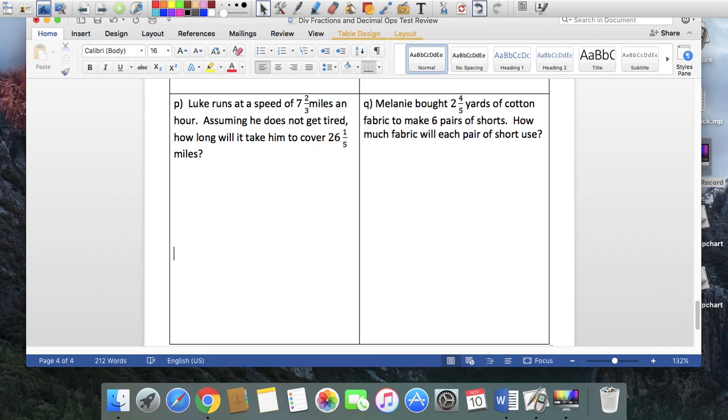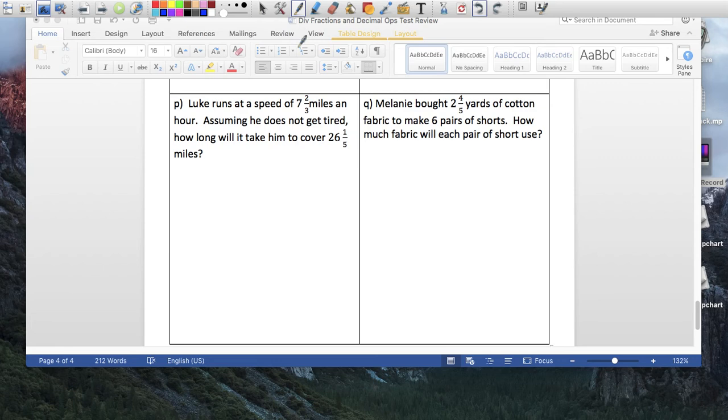Okay, so Luke runs at a speed of 7 2/3 miles an hour, which is not bad. Assuming he does not get tired and can keep up with that same constant speed every hour, how long will it take him to cover 26 1/5 miles? Well, 26 1/5 divided by 7 2/3. That's your setup. Okay. So the number of times 7 2/3 fits into 26 1/5 would be the number of hours.